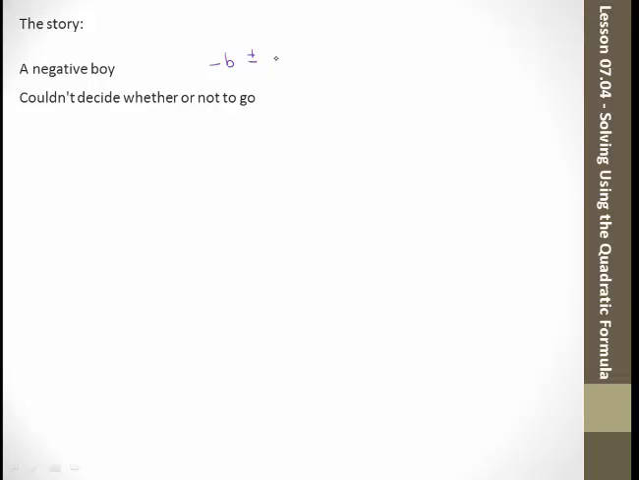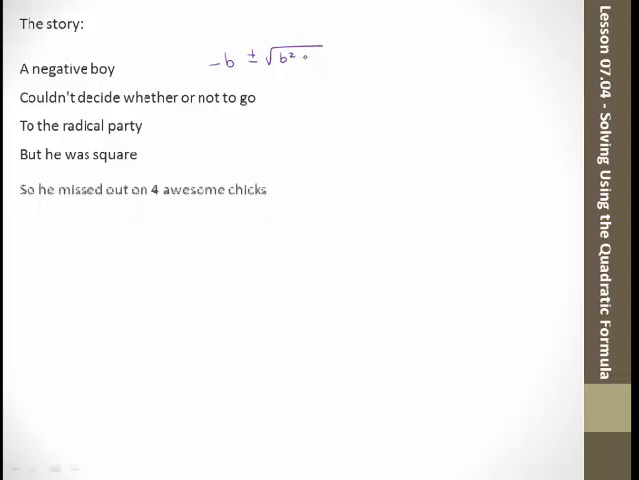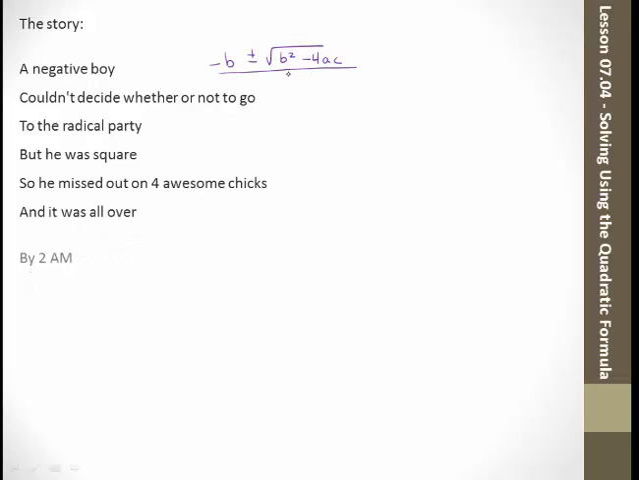Another way to memorize the quadratic formula is through the use of a story. And we have a negative boy, couldn't decide whether or not to go to the radical party, but he was square. So he missed out on 4 awesome chicks, and it was all over by 2 a.m. You just need to remember, put x equals in front.